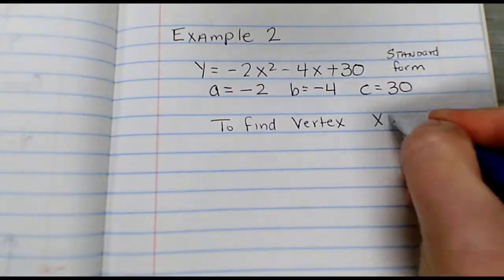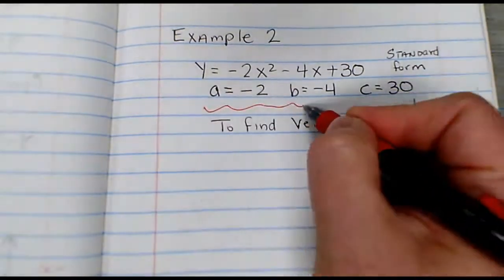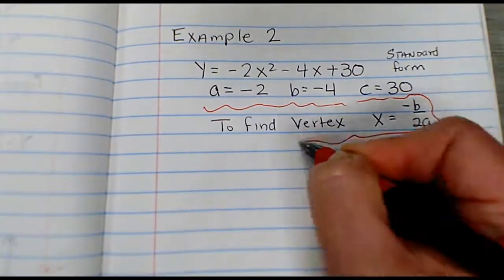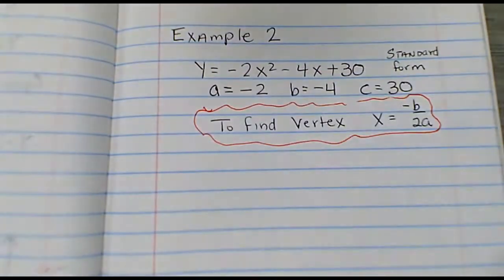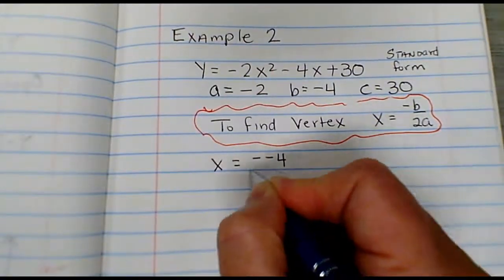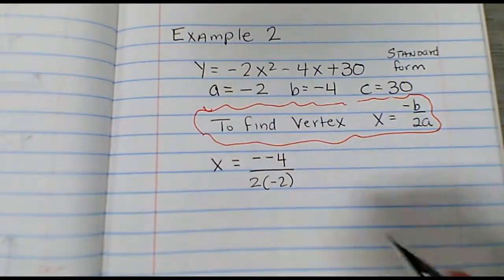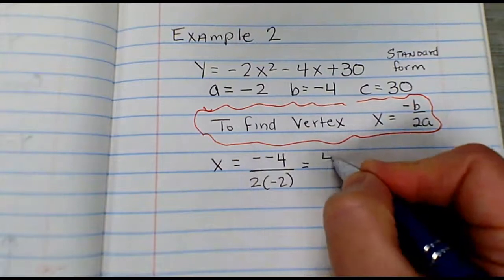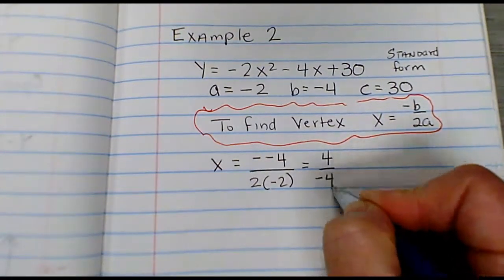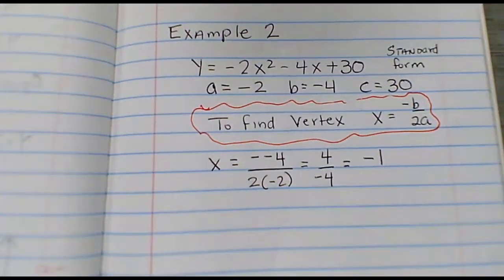To find the vertex, we need to memorize this little formula. So x equals minus b over 2a, which is minus negative 4 divided by 2 times negative 2. Minus a minus makes a plus 4 on top and a negative 4 on bottom. That's only half of my vertex.